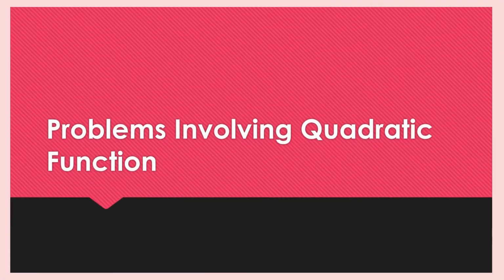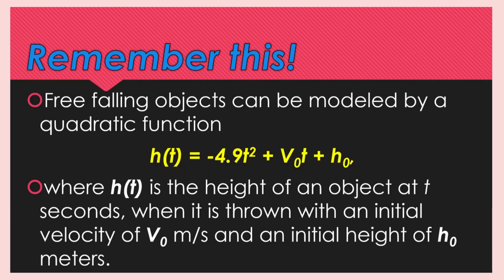Problems involving quadratic function. On the next examples of problems involving quadratic function, remember this: free-falling objects can be modeled by a quadratic function. h of t is equal to negative 4.9 t squared plus v sub 0 t plus h sub 0, where h of t is the height of an object at t seconds when it is thrown with an initial velocity of v sub 0 meters per second and an initial height of h sub 0 in meters.